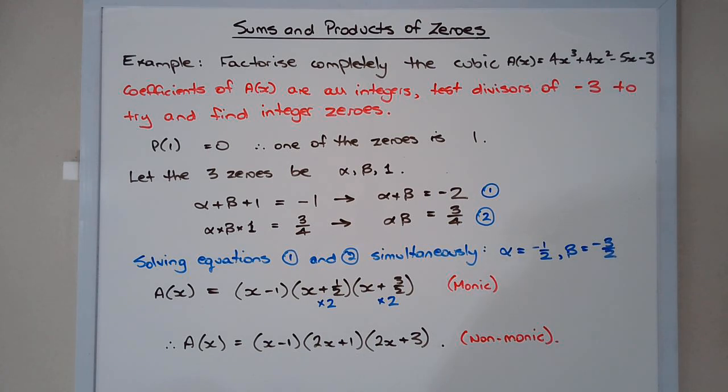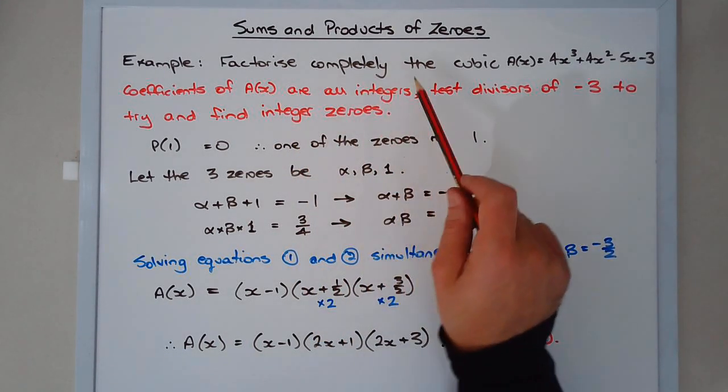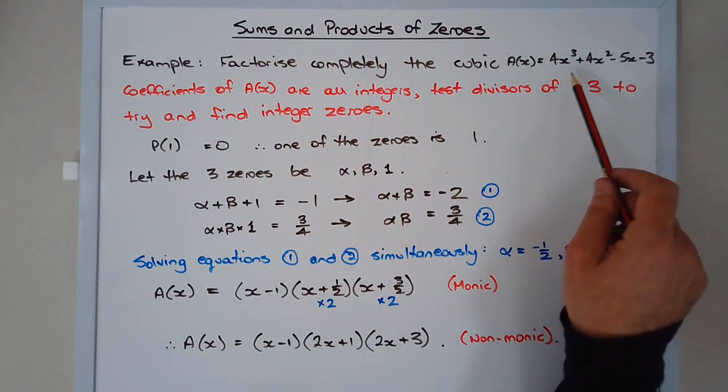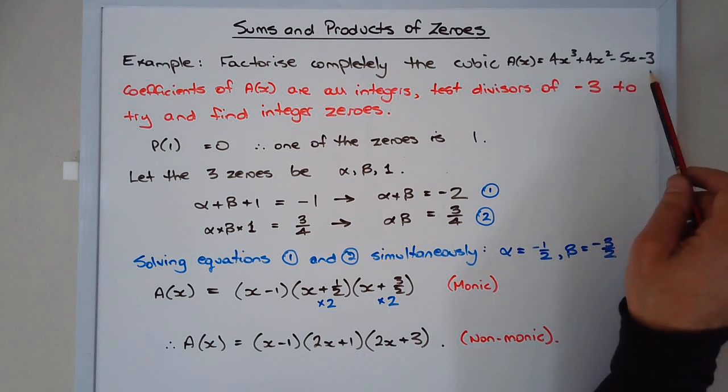Sums and products of zeros may be used to factorise polynomials. Let's have a look at an example involving a cubic polynomial. Factorise completely the cubic A of x equals 4x cubed plus 4x squared minus 5x minus 3.